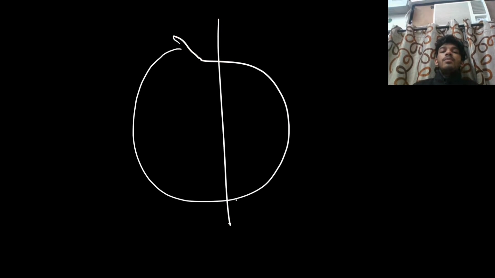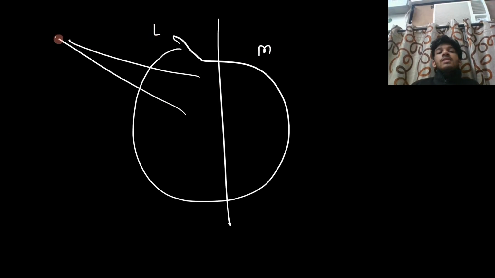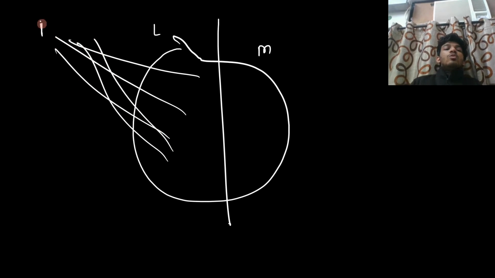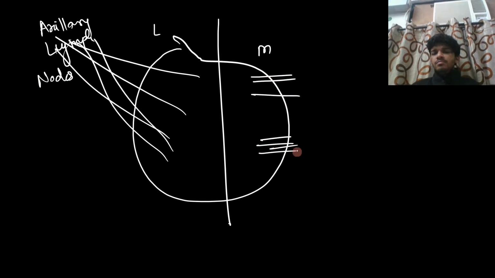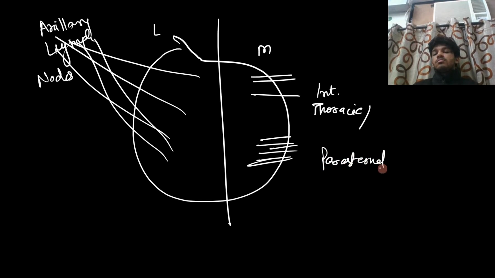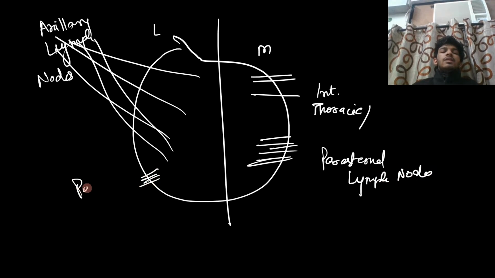So if I look at this diagram, I can divide the breast into a medial side and a lateral side. Most of the lymph from the lateral side goes to the axillary lymph nodes, right? That's the first thing that you have to remember. And most of the lymph from the medial side goes to the internal thoracic lymph nodes or the parasternal lymph nodes. And some of the lymph from the lateral side will also go to posterior intercostal lymph nodes.